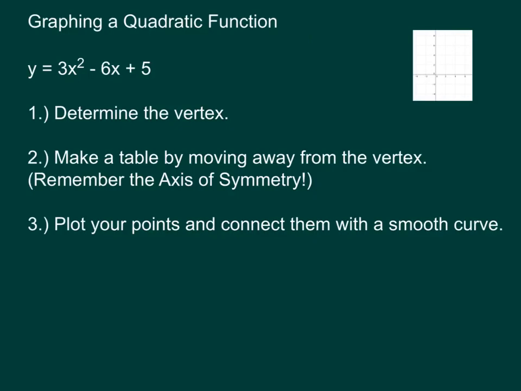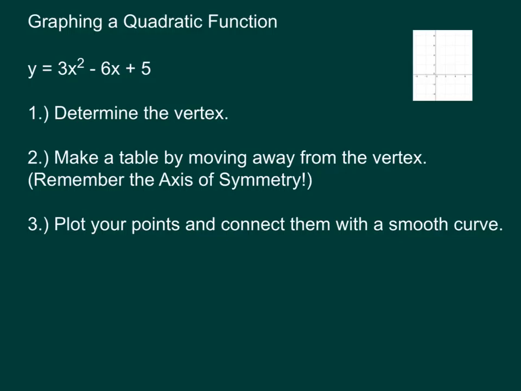So that last example was a sketch. Sometimes we want a really good graph, and a graph would require more points that we find with certainty. So we're going to graph it really well by first determining the vertex. I know that finding the vertex is 2 steps. I first find the axis of symmetry, and then I plug that value of x in to find the y value for the vertex.